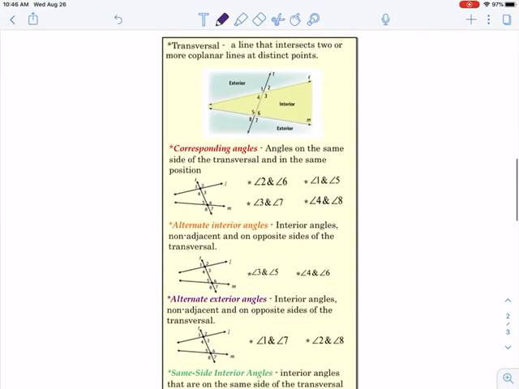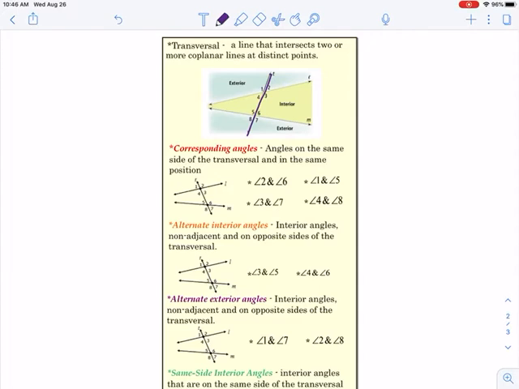All right, now this slide, you probably have seen a lot of this before, so just some reminder about some vocabulary here that is going to keep coming up over and over throughout the year. So a transversal is a line that intersects two or more coplanar lines at distinct points. So in this first picture, this line right here is your transversal. Okay, and when you have two lines that are cut by a transversal, you're going to have different types of angles that are formed. So corresponding angles.